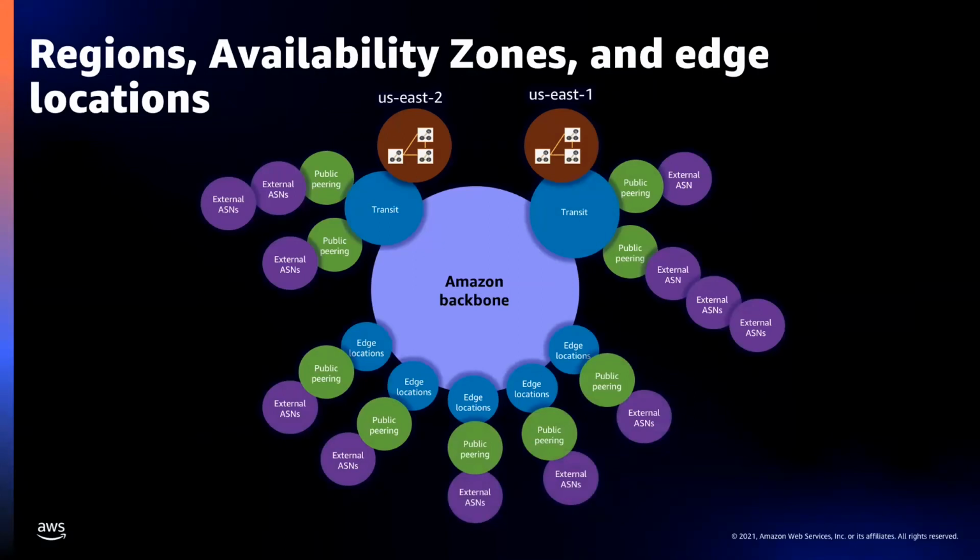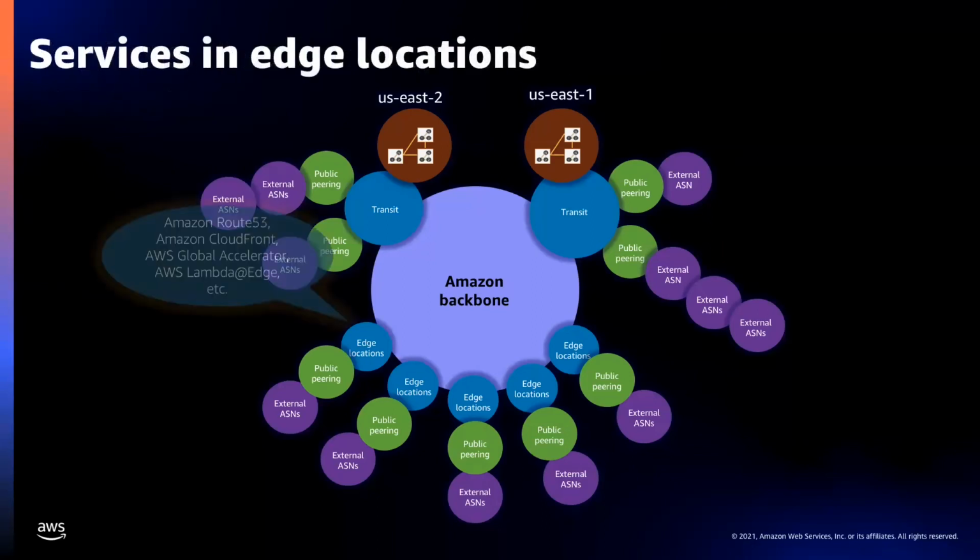So if you look at the overall picture that I just spoke about, this is how it would look. So you have these regions, US East 1 and US East 2. Those are our regions, and we always have a transit through which everyone gets in. So if you have a Direct Connect, you will be directly connected into that. And then we have these external ASNs through which you are going to connect in. And if you look towards the bottom, you will see something called edge locations. Edge locations is where we provide some of the capabilities like Route 53, CloudFront.